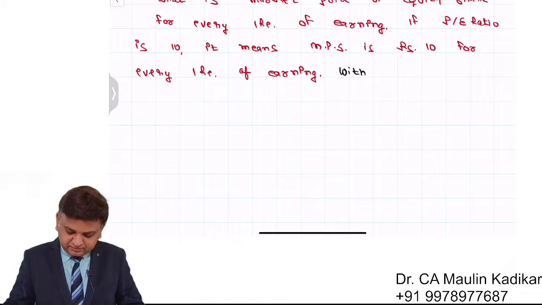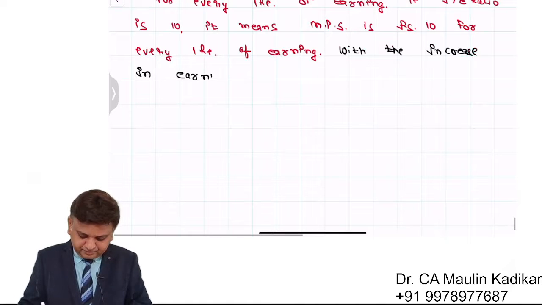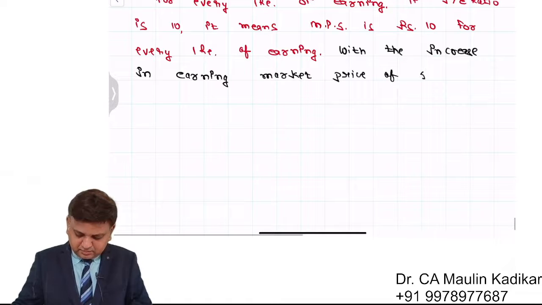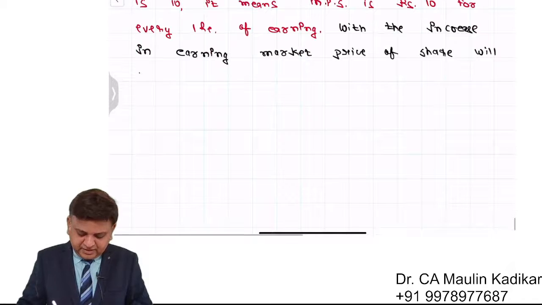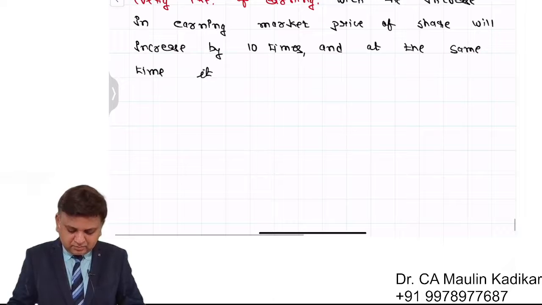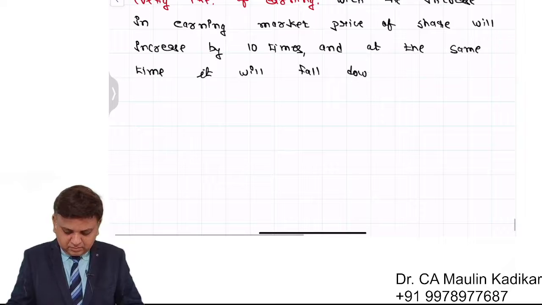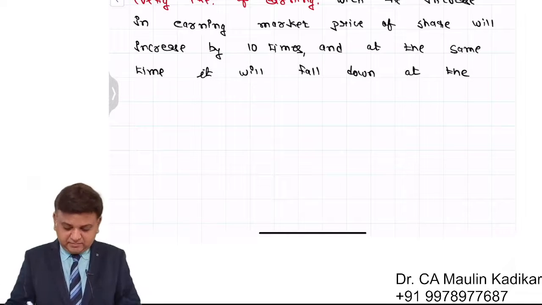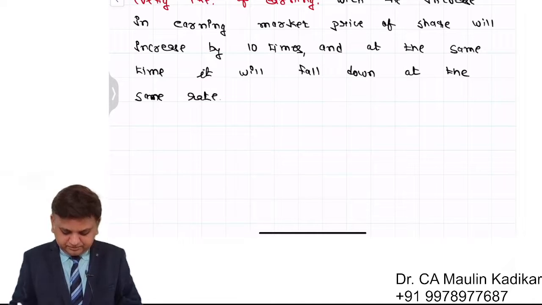With the increase in earning, market price of share will increase by 10 times, comma, and at the same time it will fall down at the same rate. Full stop.